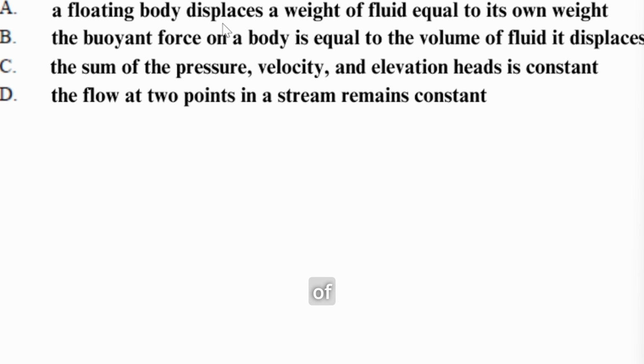In both the points of Archimedes, nothing about pressure, velocity and elevation heads is mentioned. So option C is not correct. In fact, option C is like Bernoulli's equation, so that's not Archimedes principle. Option D, the flow at 2 points in a stream remains constant. Nope, this principle has nothing to do with flow at 2 points of a stream. So after cancelling B, C, D, option A is the correct answer.